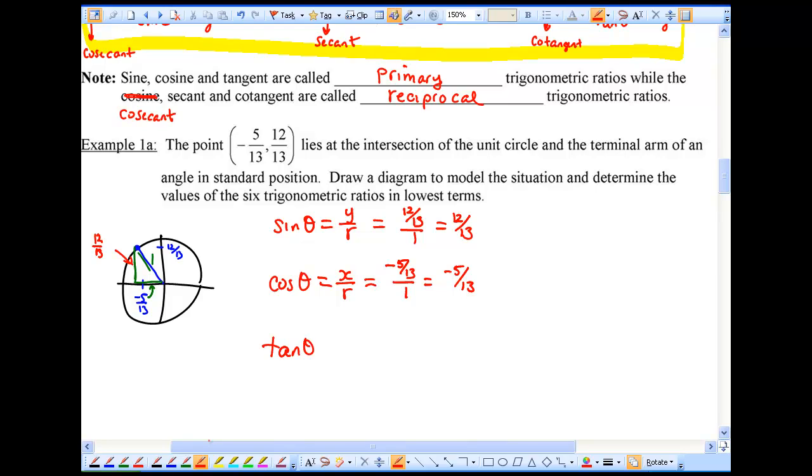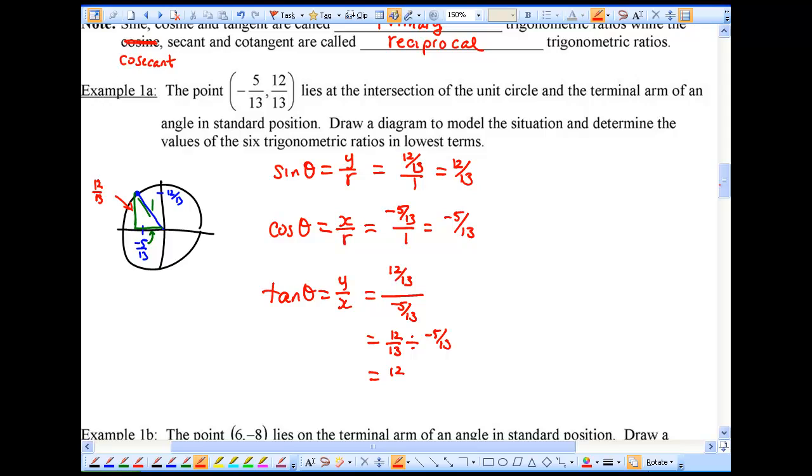Tangent, how about tangent? Well, tangent is the same thing as y over x. So in this case, the y value is 12 over 13, the x value is -5 over 13. Remember, 12 over 13 divided by -5 over 13 is the same thing as multiplying by the reciprocal. I know I'm showing probably an extra few steps for many of you, but that's okay. We'll divide out, and there we have it. 12 over -5.